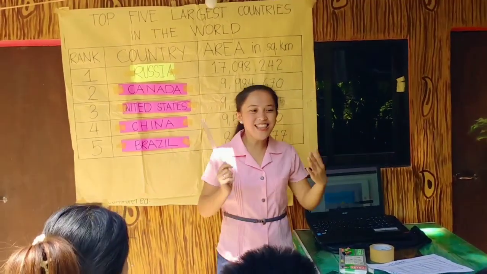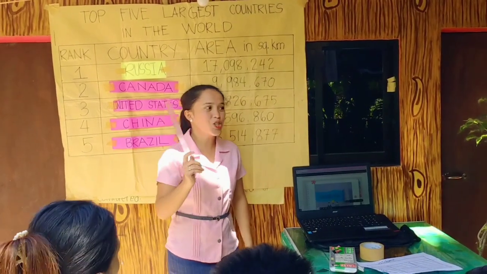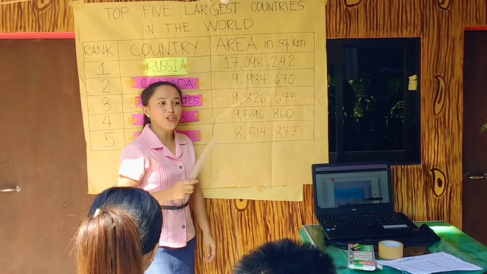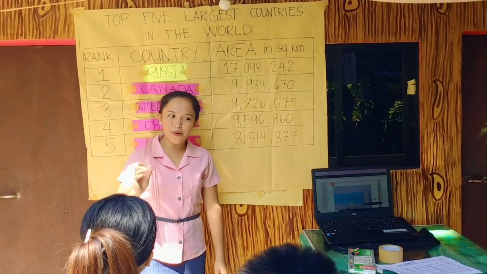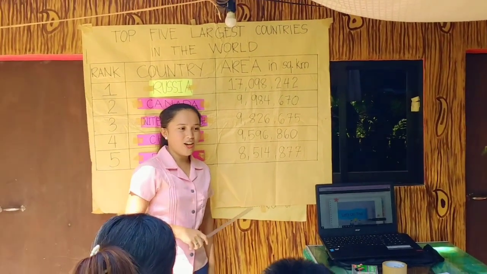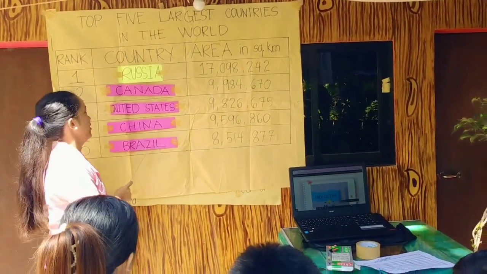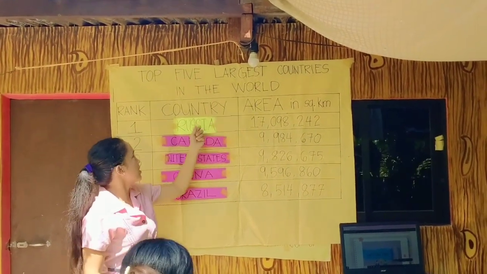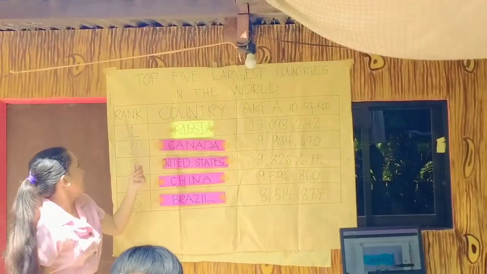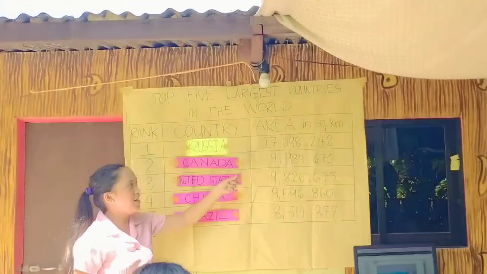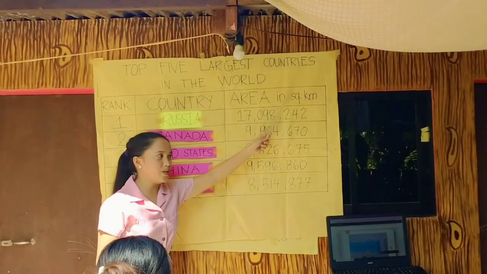Okay, listen to me. Now let's do a simple activity and test if you really understand our discussion for today. Are you excited, class? Yes, ma'am. Okay, take a look at this chart. The top 5 largest countries in the world. Here are the column headers: rank, country, and area in square kilometers.